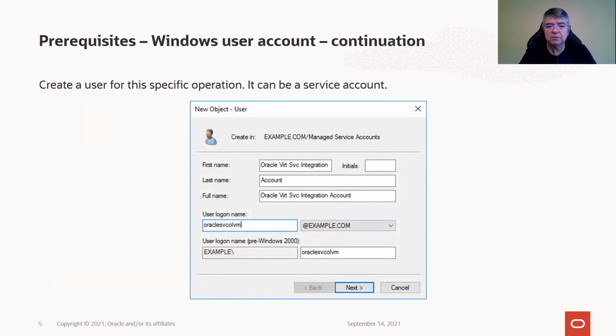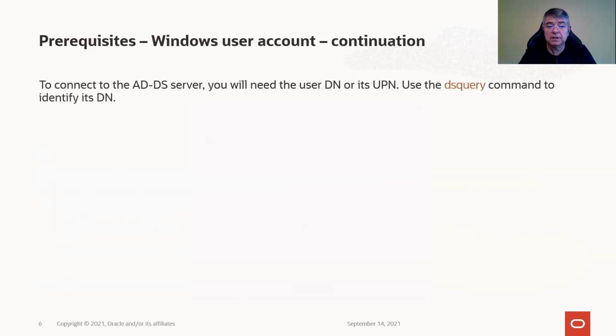So we create a user account. It can be a service account, it can be a domain user account, no matter which one we are going to use. In this example, I'm creating an account called Oracle Service OLVM, or oracle-svc-olvm, in the Managed Service Accounts container. It's a service account, and I can use this account to do all the LDAP lookups into the Active Directory server.